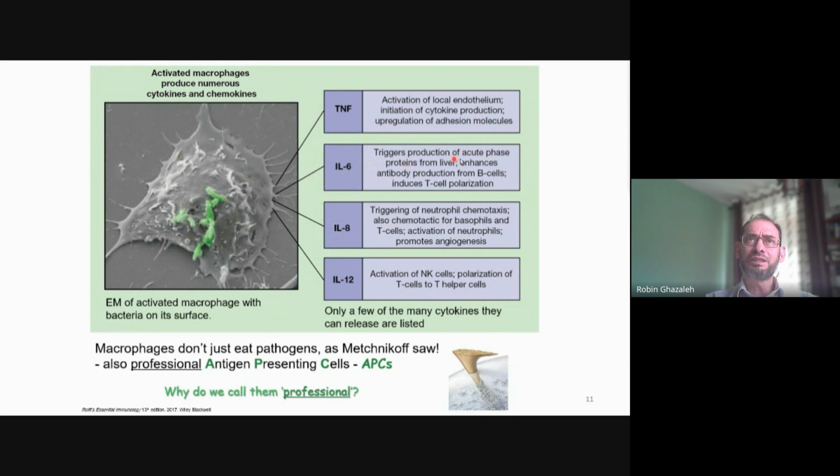So interleukin 6 triggers production of acute phase proteins from the liver. This is what's considered part of the humoral response.